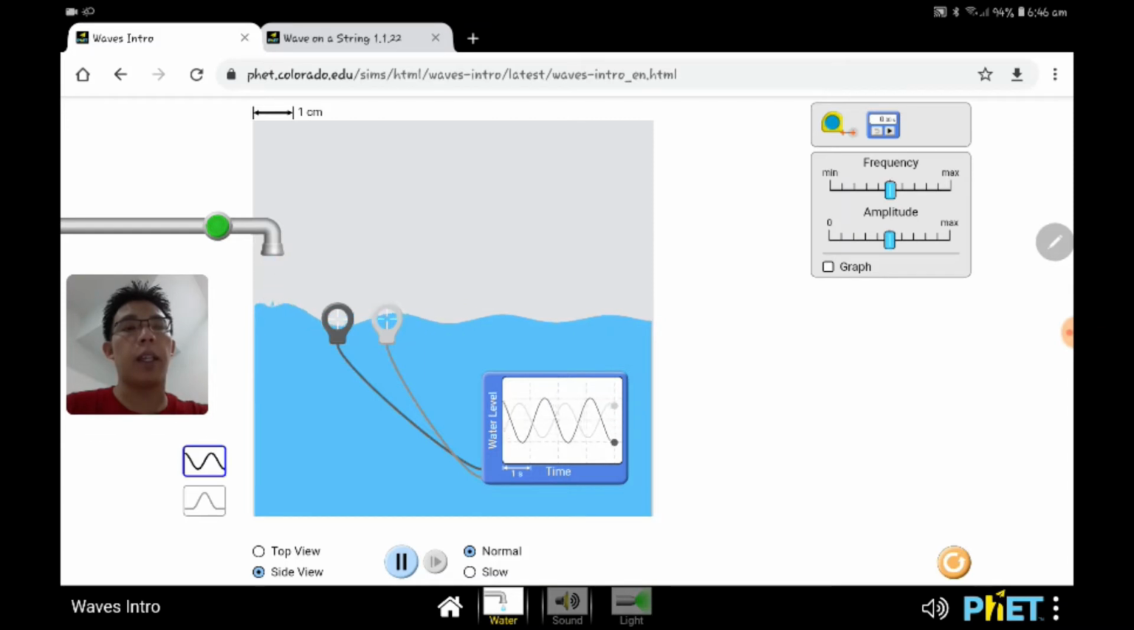Now you can see that they are crossing each other. When I place them together, they are the same. This kind of situation we call in phase. They have no difference in their part of the oscillation. Now I'm going to freeze the diagram.